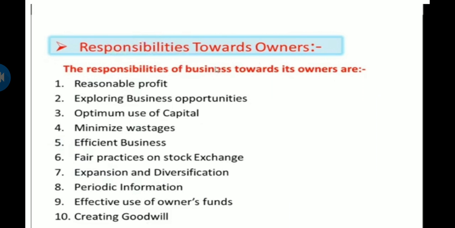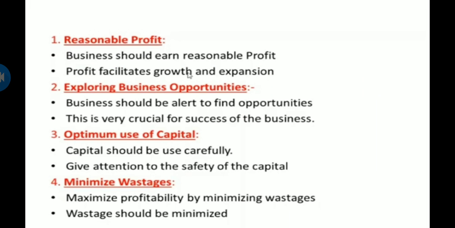First, we learn about the responsibilities towards owners. The responsibilities of business towards its owners. First is reasonable profit. That means business should earn reasonable profit. Profit facilitates growth and expansion.